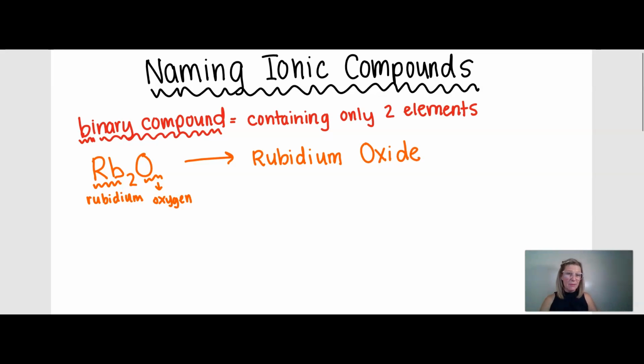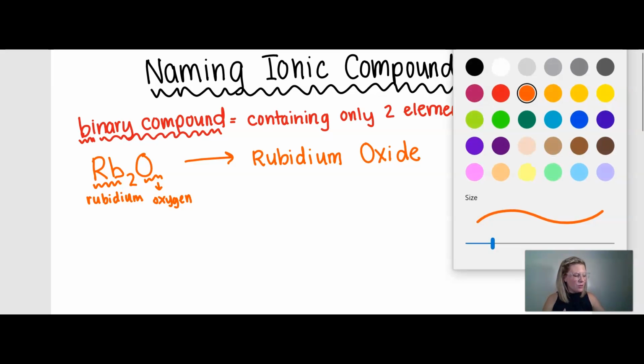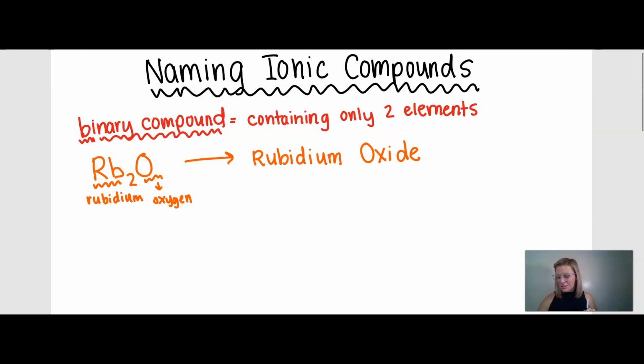And I'm going to go ahead and just name a few, and we'll see if you can figure out the trend of how you name these. Okay, so our first name is rubidium oxide. Let's take a look at another one. Let's look at Na3P as our formula, and let's go ahead and name that. Okay, so again, we want to name our metal, which is sodium, and we want to name our non-metal, in this case phosphorus, but on our paper it becomes phosphide.